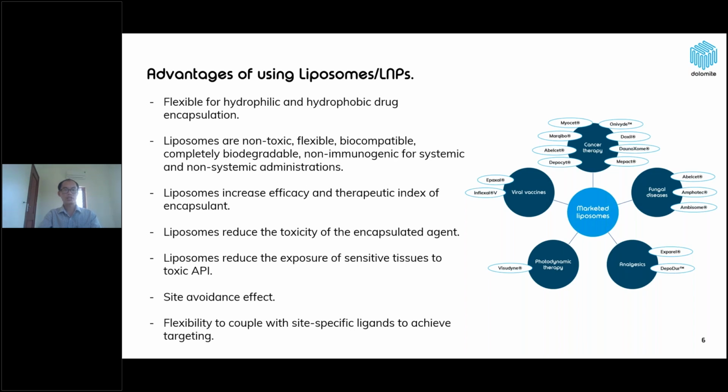Liposomes also increase the therapeutic index of the encapsulated agent and reduce its toxicity. Also, liposomes can reduce the exposure of sensitive tissue to toxic APIs, with a site avoidance effect. And finally, there is the flexibility to couple with a site-specific ligand to achieve targeting.